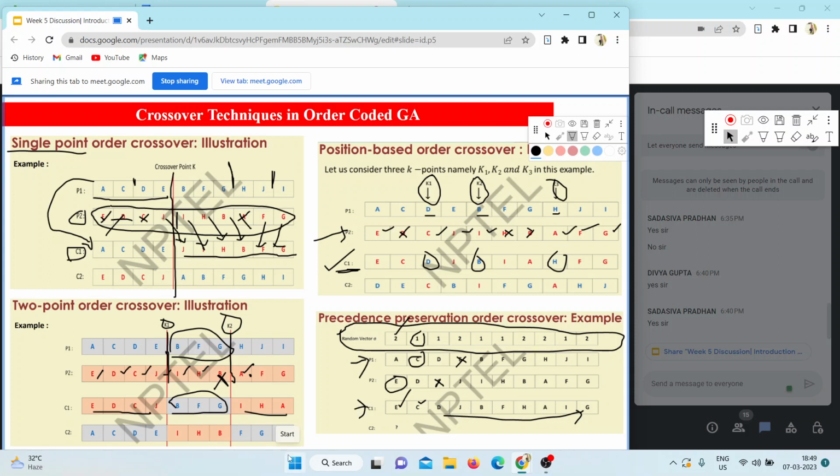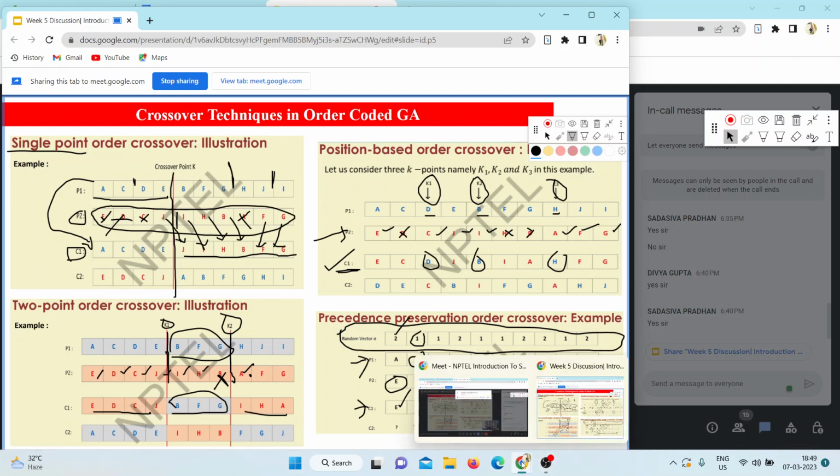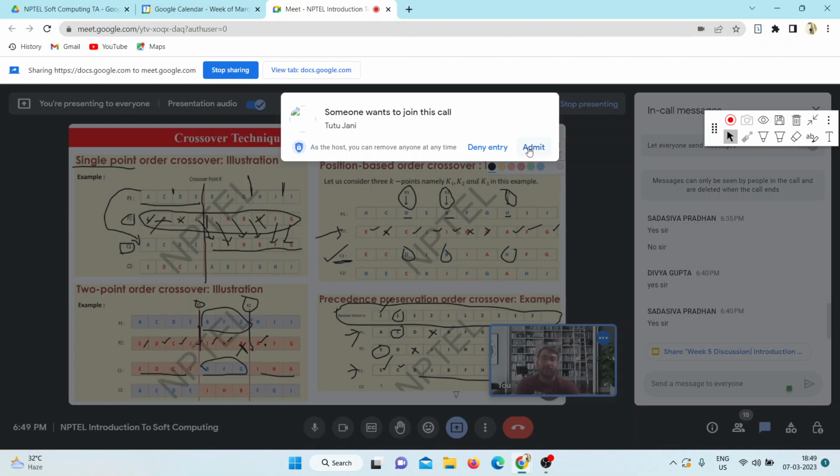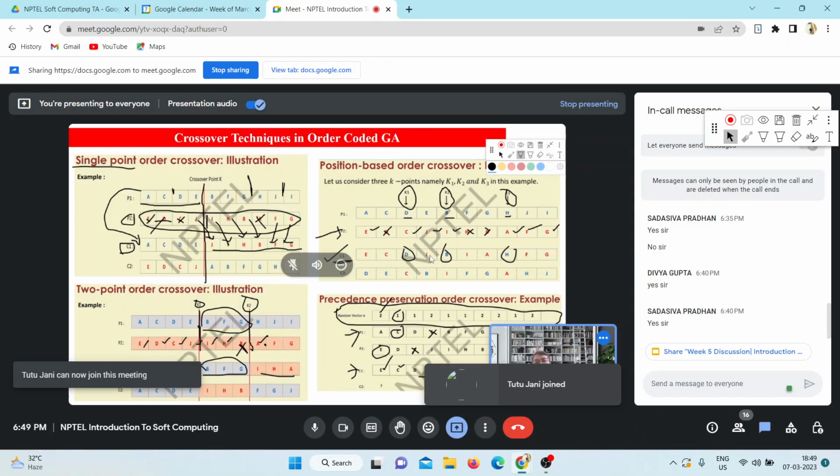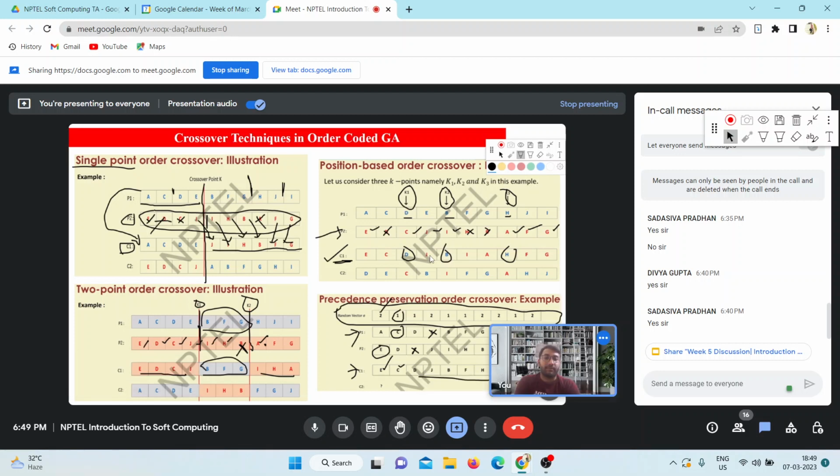So in this fourth crossover, any doubt you may ask. Any doubt in this type of crossover? Hello, am I audible? Sir, what is the meaning of precedence preservation?